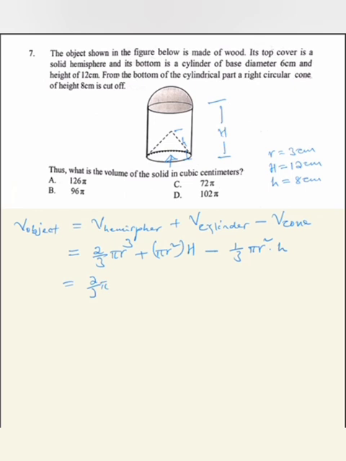2/3 of pi times r is 3 cm, plus pi times r square times capital H, which is 12 cm, minus 1/3 of pi r square times the small h, the height of the cone, which is 8 cm.